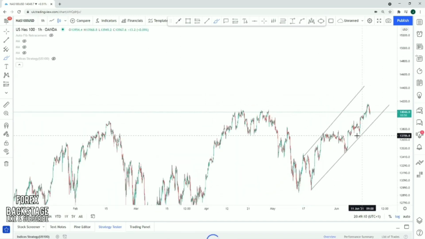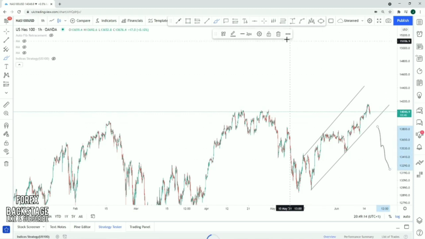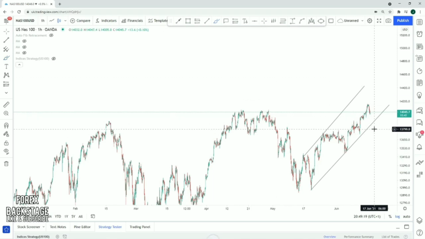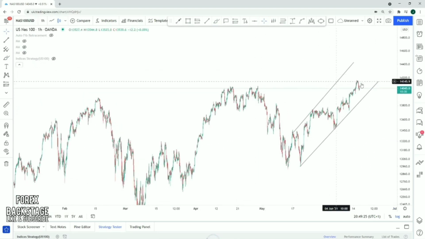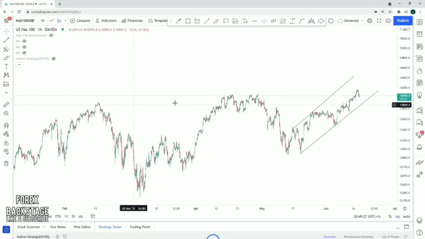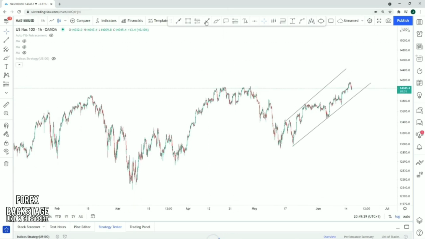If I see price break this trend line, then I'm going to look for more short-term sells here. Possible, if price reaches back under that 138,000 level, I'll look for price to go short. But for now, I want to see price create new highs. And as you can see, price is actually creating higher highs.